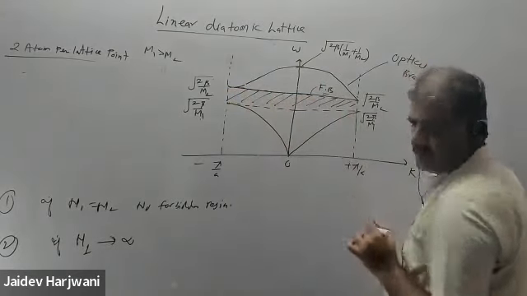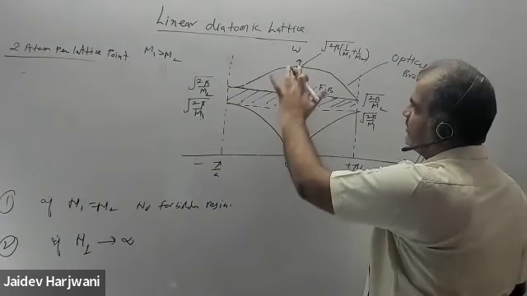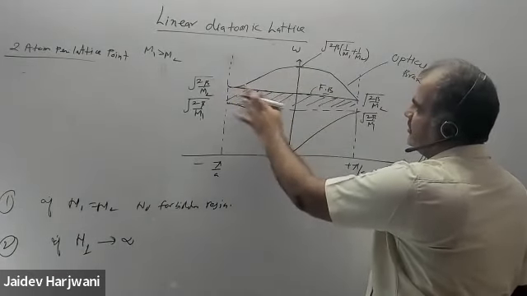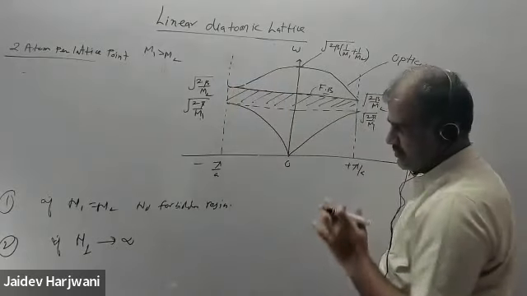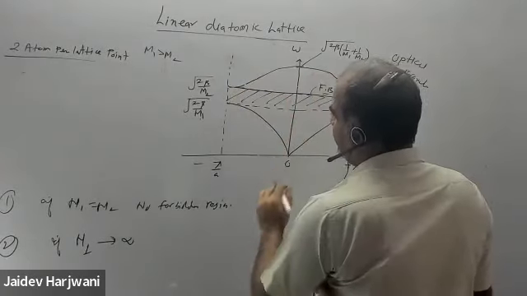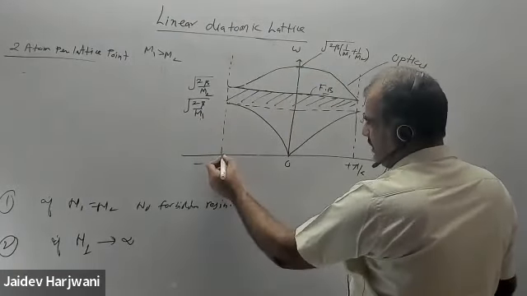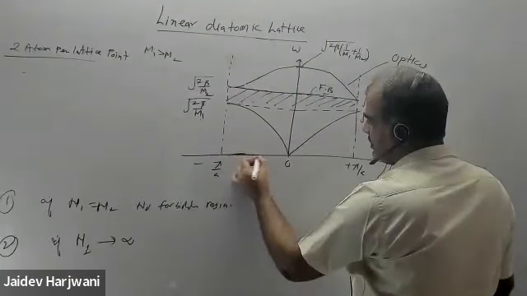Constant. Yes. This one will go down, this one will come up, and both will become the same. So this will become flat. If M2 is M2, this becomes flat, and if this is infinite, then this becomes 0. So you have this one, the acoustic branch.